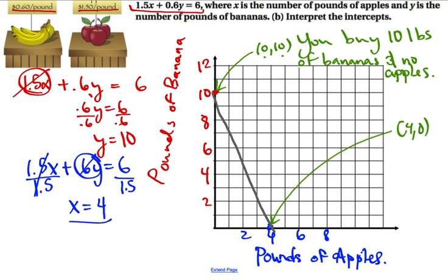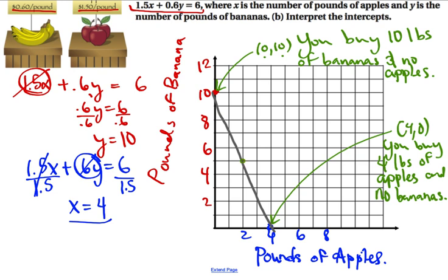No, on apples only. So you buy 4 pounds of apples and no bananas. So you spent all of the money on apples and none of the money on bananas.